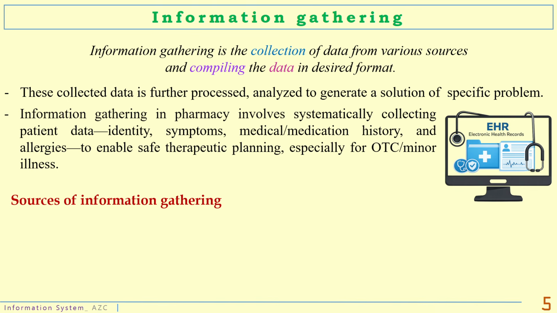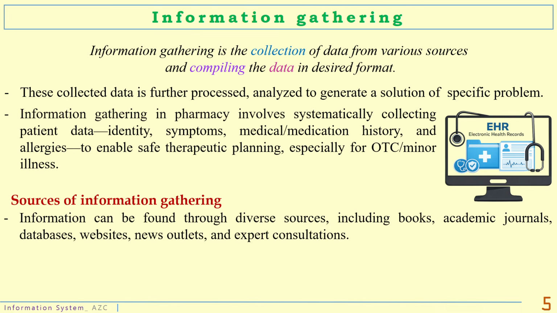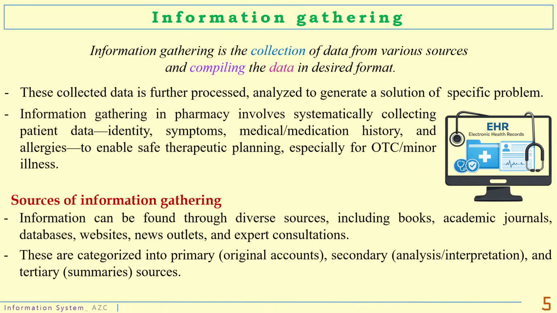Sources of information gathering. Information can be found through diverse sources, including books, academic journals, databases, websites, news outlets, and expert consultations. These are categorized into primary, as original accounts, secondary, as analysis and interpretation, and tertiary, like summary sources.